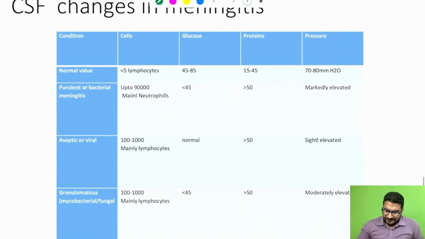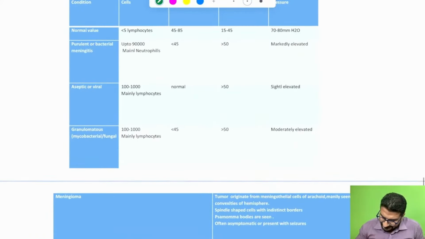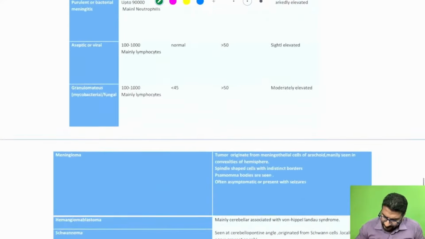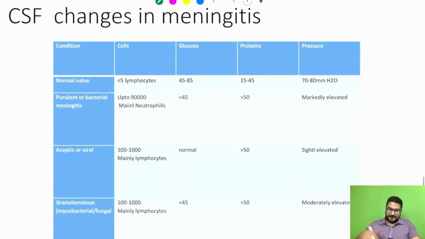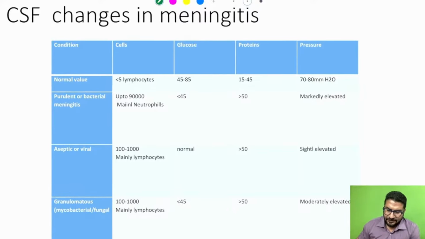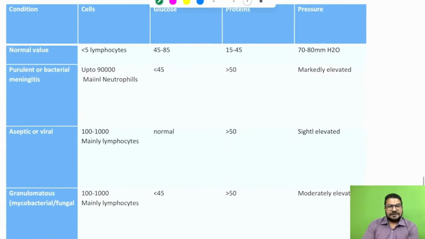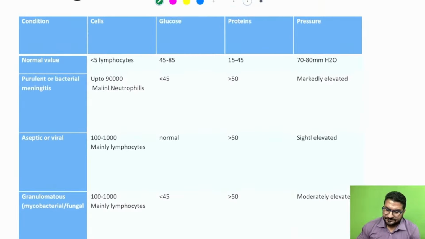Okay, now coming to the CSF changes. Here they will ask you a patho-medicine overlap question. So what are the CSF changes in meningitis? Now look at this, it's a very simple thing. So let's see the normal value first. Normally you will see less than 5 lymphocytes in CSF.